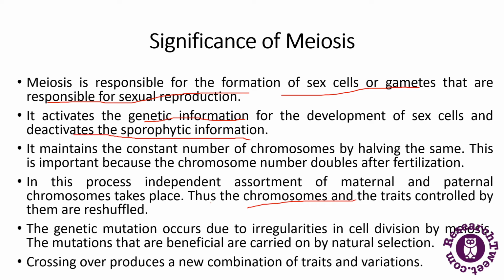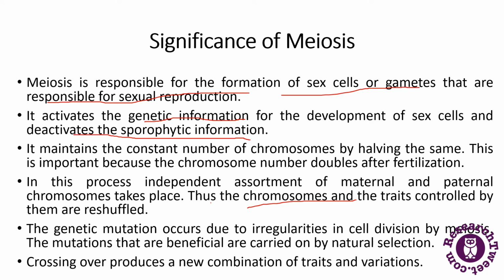It maintains a constant chromosome number, as the chromosome number is halved in meiosis. This is important because after fertilization the chromosome number gets doubled. So to maintain a constant number of chromosomes, meiosis comes in, and this is the main significance of meiosis.